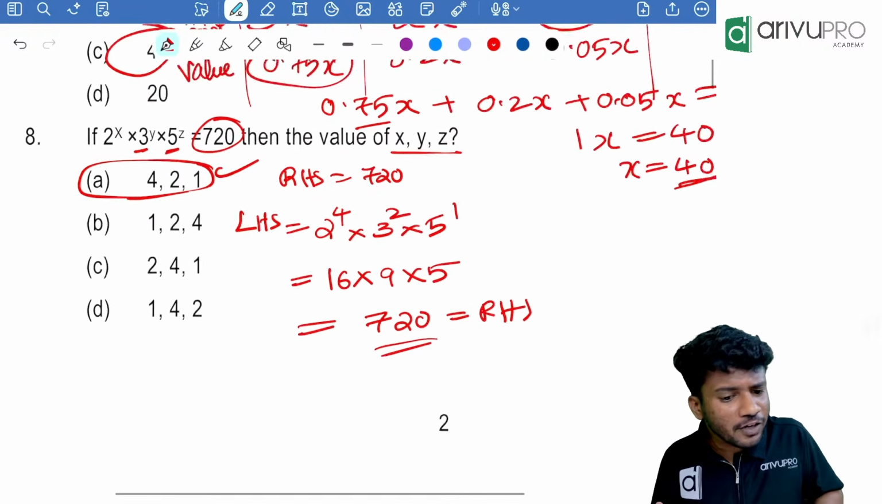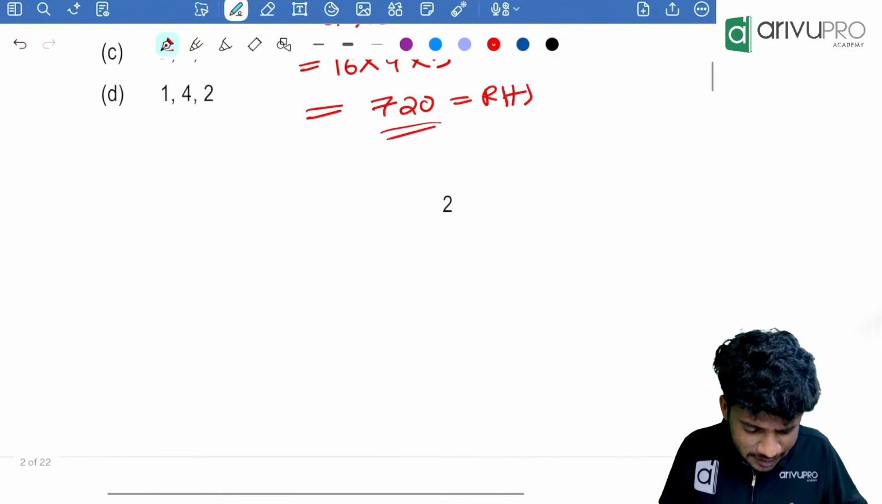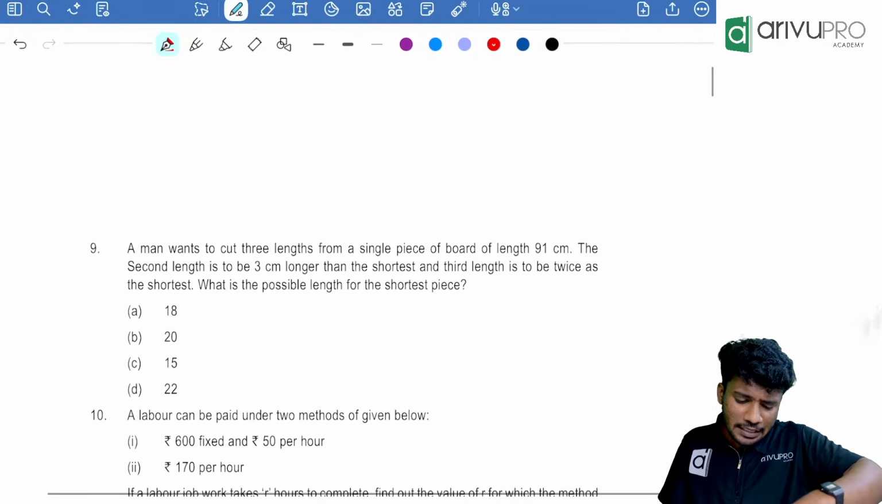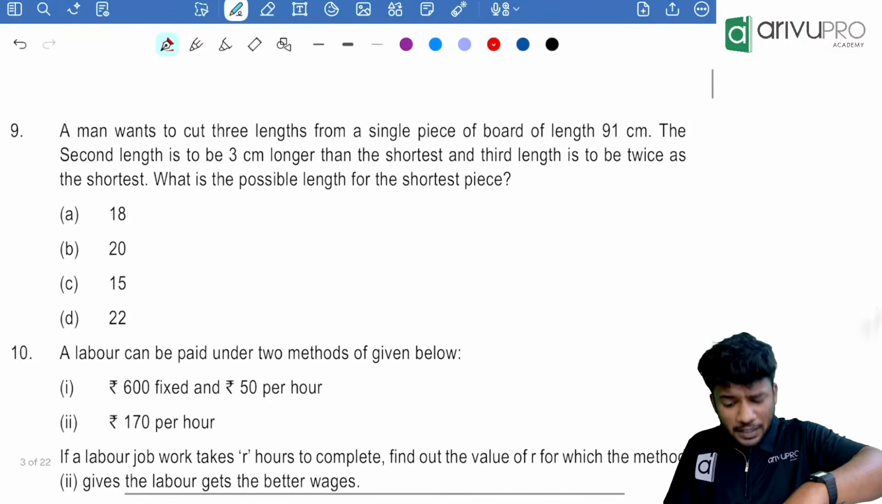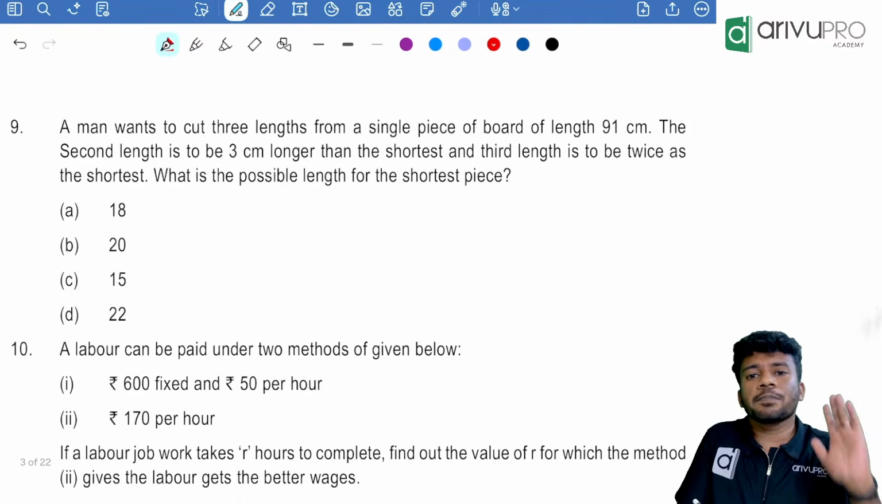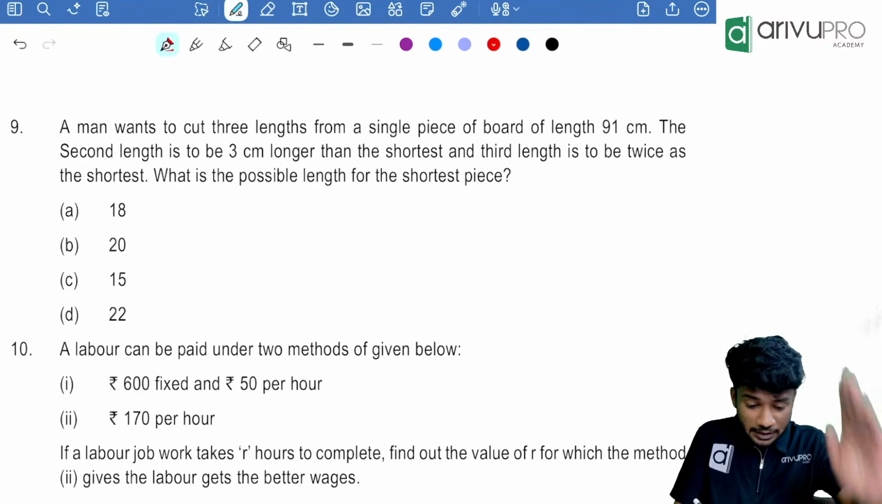I hope everyone got this. Can we go for the next question? Next question, it's another easy and repeated question which was there in multiple attempts. The same type was there in multiple attempts.